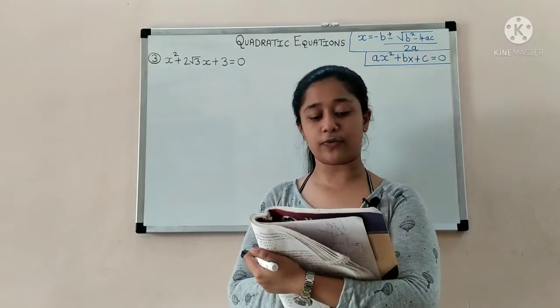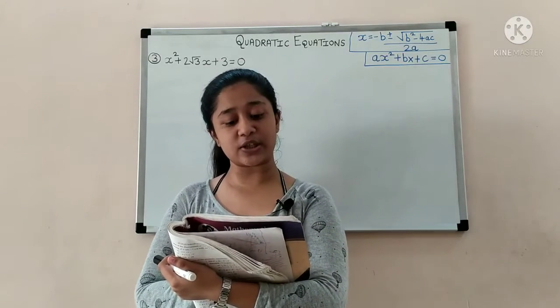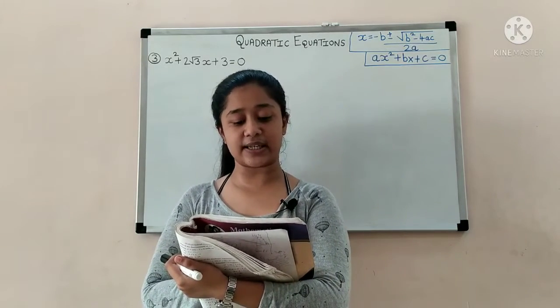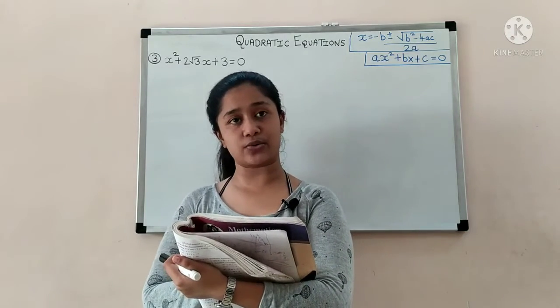See, I will read the flow chart for you. The first box says compare equations x square plus 2 root 3x plus 3 is equal to 0 and ax square plus bx plus c is equal to 0.